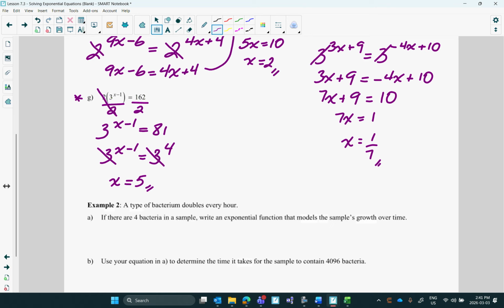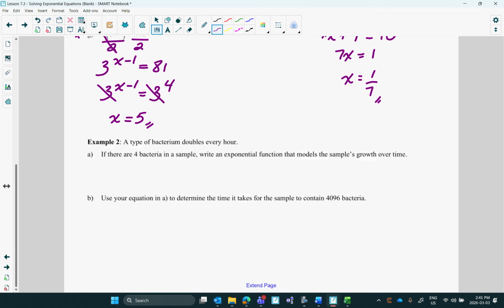And this last one is just an example where we can use exponential equations and any type of exponential growth, like bacteria or populations or things like that. Okay, we can use exponential equations. So we've got 4 bacteria in a sample. Okay, and we know that the bacterium doubles every hour. How would you write an exponential function that models the sample's growth over time?